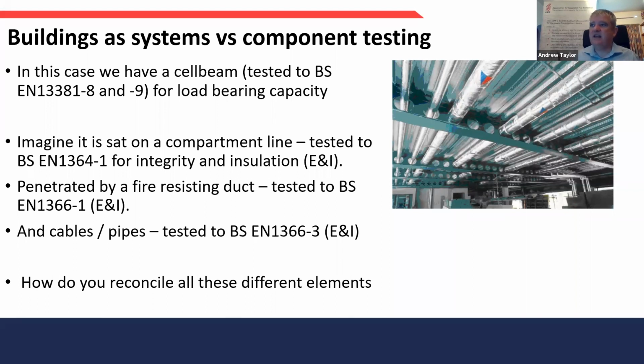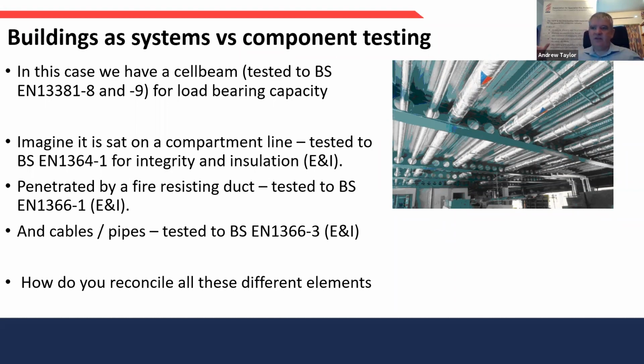Now imagine that cell beam, with those ducts and pipes and cables passing through it, sat on a compartment line. The compartment line would be tested to BS EN 1364 Part 1 for integrity and insulation, which is subtly different to the load bearing capacity of the steel beam. Then we're penetrating it with ducts and dampers and cables and pipes. A fire resisting duct would be tested to BS EN 1366 Part 1, and again, that is integrity and insulation. And the cables and pipes passing through, such as insulated pipes, are tested to BS EN 1366 Part 3, integrity and insulation.